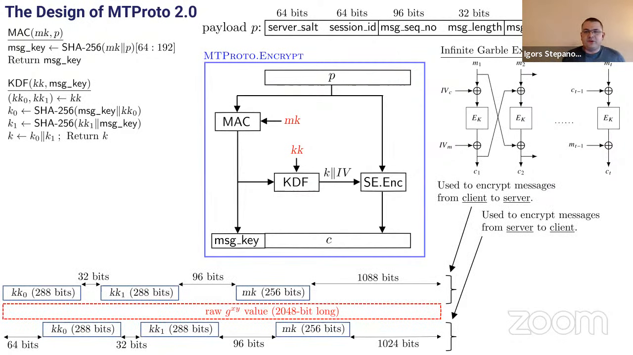Finally, it also turns out that different but related MAC and KDF keys are used depending on whether a message in MTProto is sent from a client to a server or in the opposite direction. Here you can see a picture that shows how to derive the KDF and MAC keys from a raw g^xy value that is obtained as a result of the Diffie-Hellman key exchange. And you can see that depending on which direction you send the message from, client or server, you would use related keys in order to run KDF and MAC.